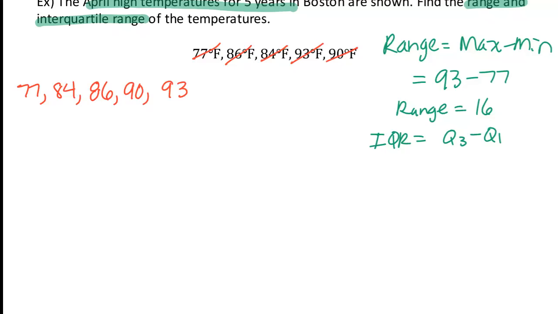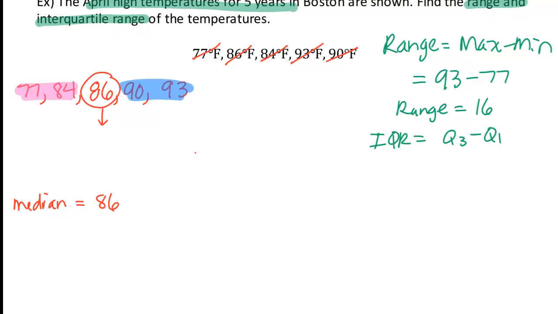But in order to do that, I need to know what's the median. And so I have a total of how many values? 5. So if I cut it in half, I have these two in the lower half, and these two over here are my upper half. I'm cutting the data in half, and then notice I end up with 86 right in the middle. So 86 ends up being the median. Median is 86. Right in the middle is 86.